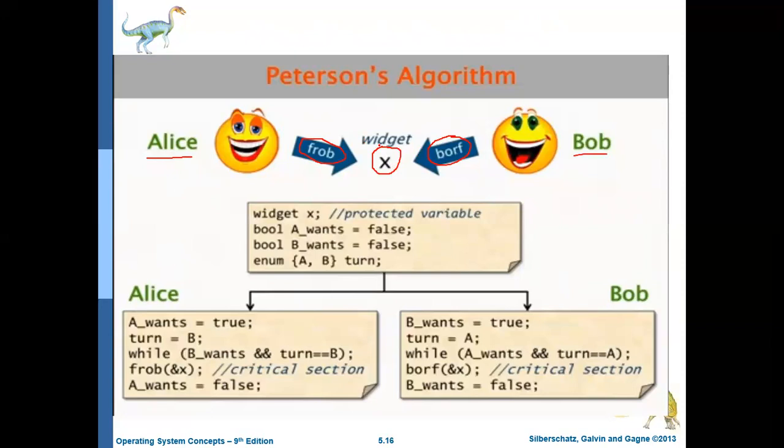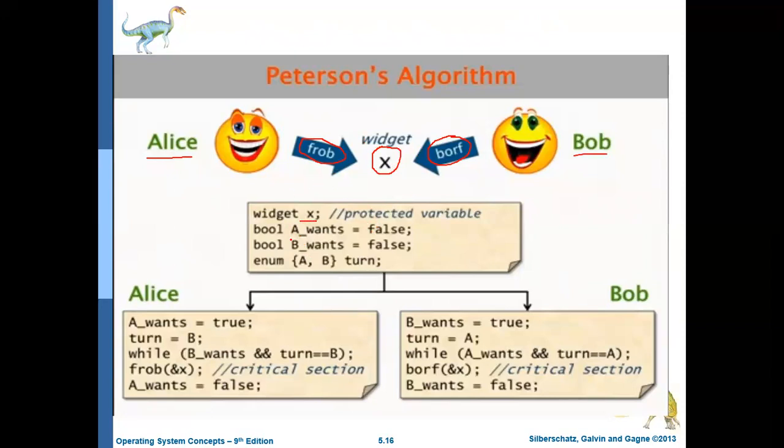So to ensure that x is not becoming inconsistent, we can use Peterson's algorithm here. So how it works, let us see. So x is the shared variable which is commonly shared between Alice and Bob.